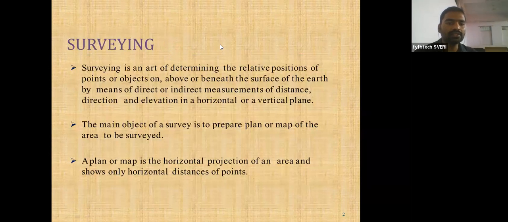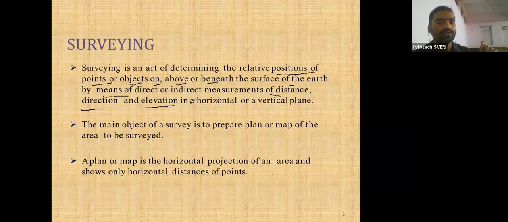So surveying is an art of determining the relative position of points or objects on, above, or beneath the surface of the earth by means of direct or indirect measurements of distances, directions, and elevations in a horizontal or vertical plane. This is the definition of surveying. In your offline paper, define surveying and the objects of surveying is an important question. So all of you read this statement. This statement is important.